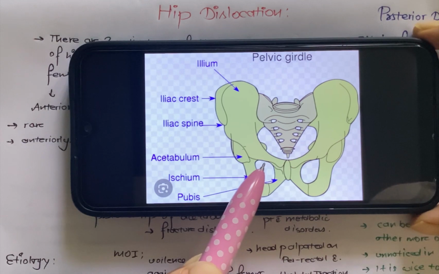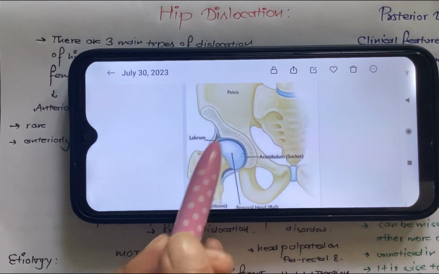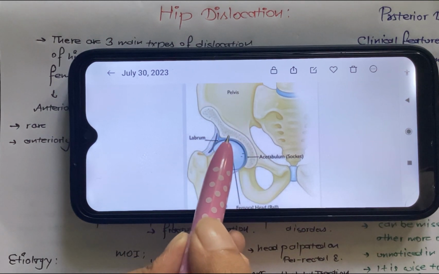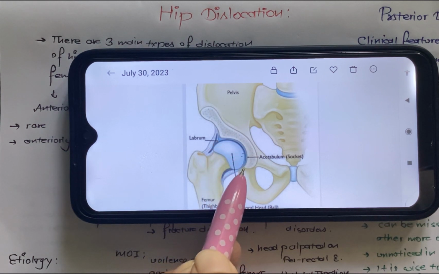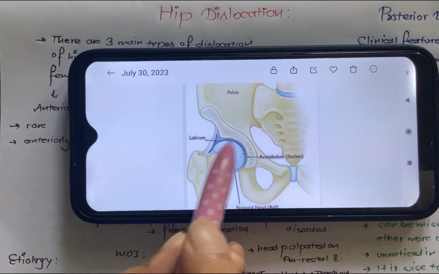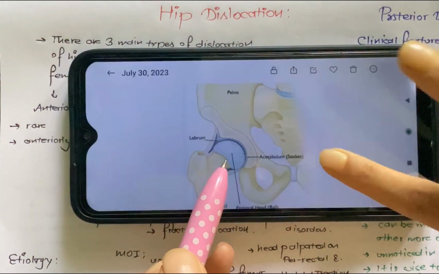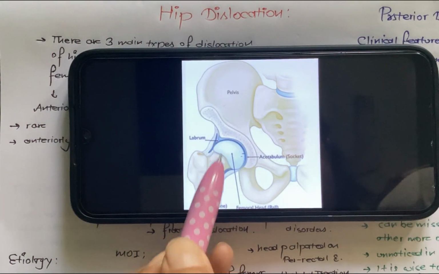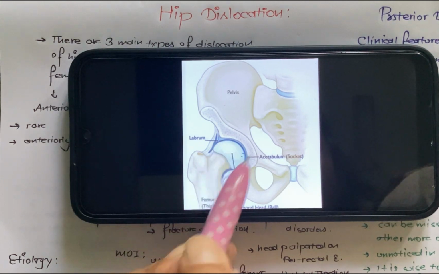Now talking about the hip dislocation. Now let's see this figure. In this figure, there is a presence of this acetabular socket. We can see this acetabulum socket where the head of this femur bone is lodged. And hip dislocation literal meaning is the dislocation or displacement of this head of the femur in different directions.